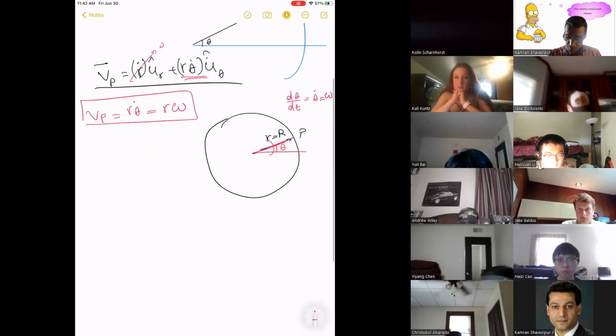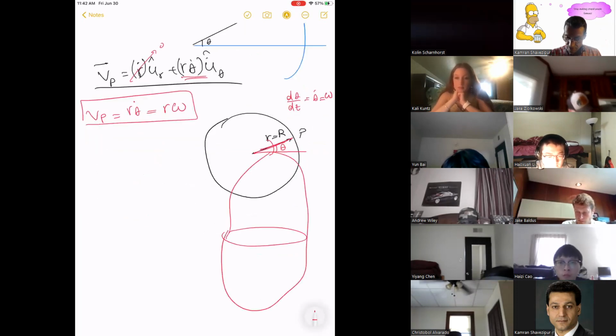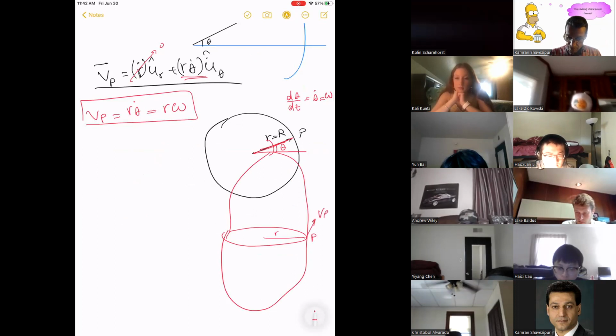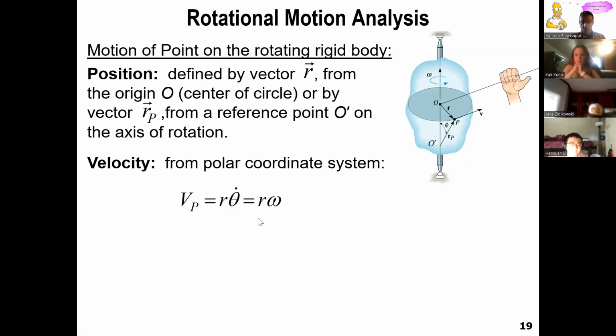And that's how, if this is the doner kebab, you have this R, you have the point P, and it's going to have a velocity tangent. That VP comes from here. So does that clarify things? That is how we get this equation. Okay, so for this P, the velocity is R times omega.